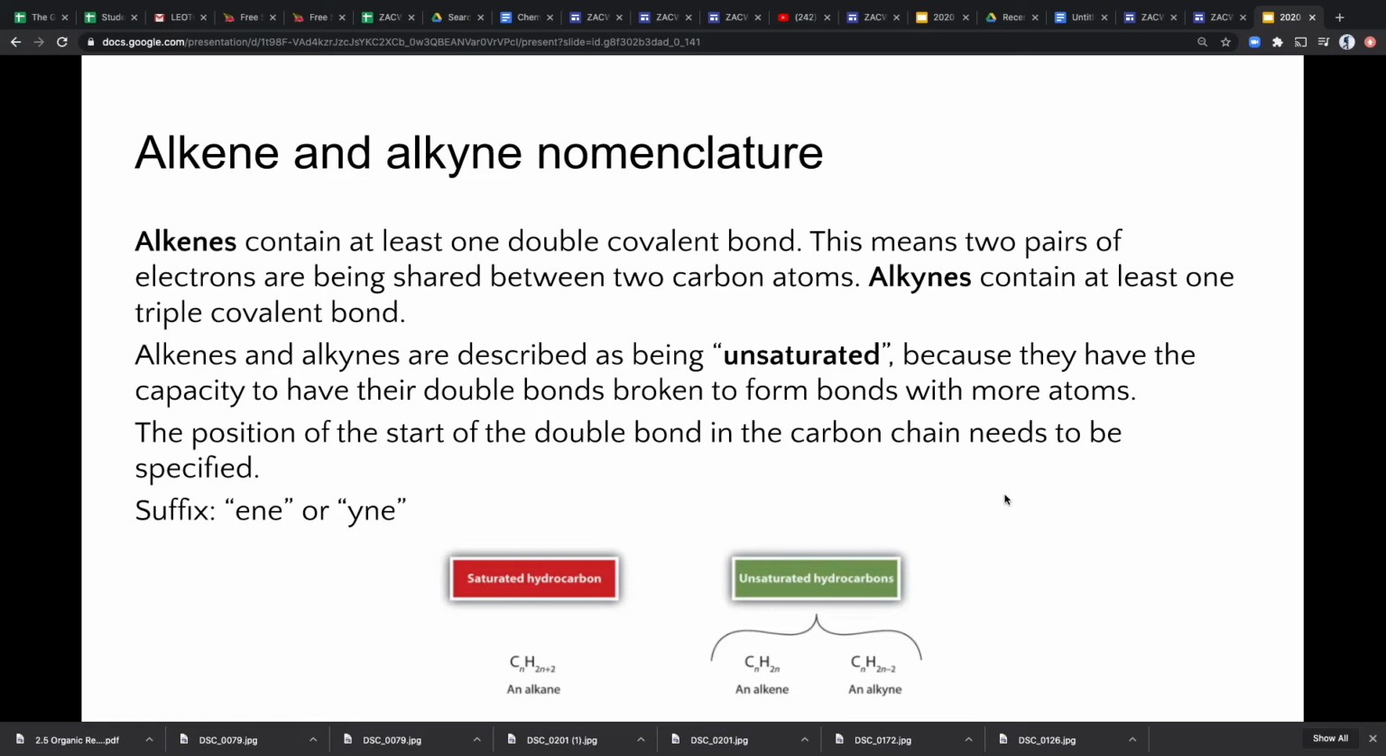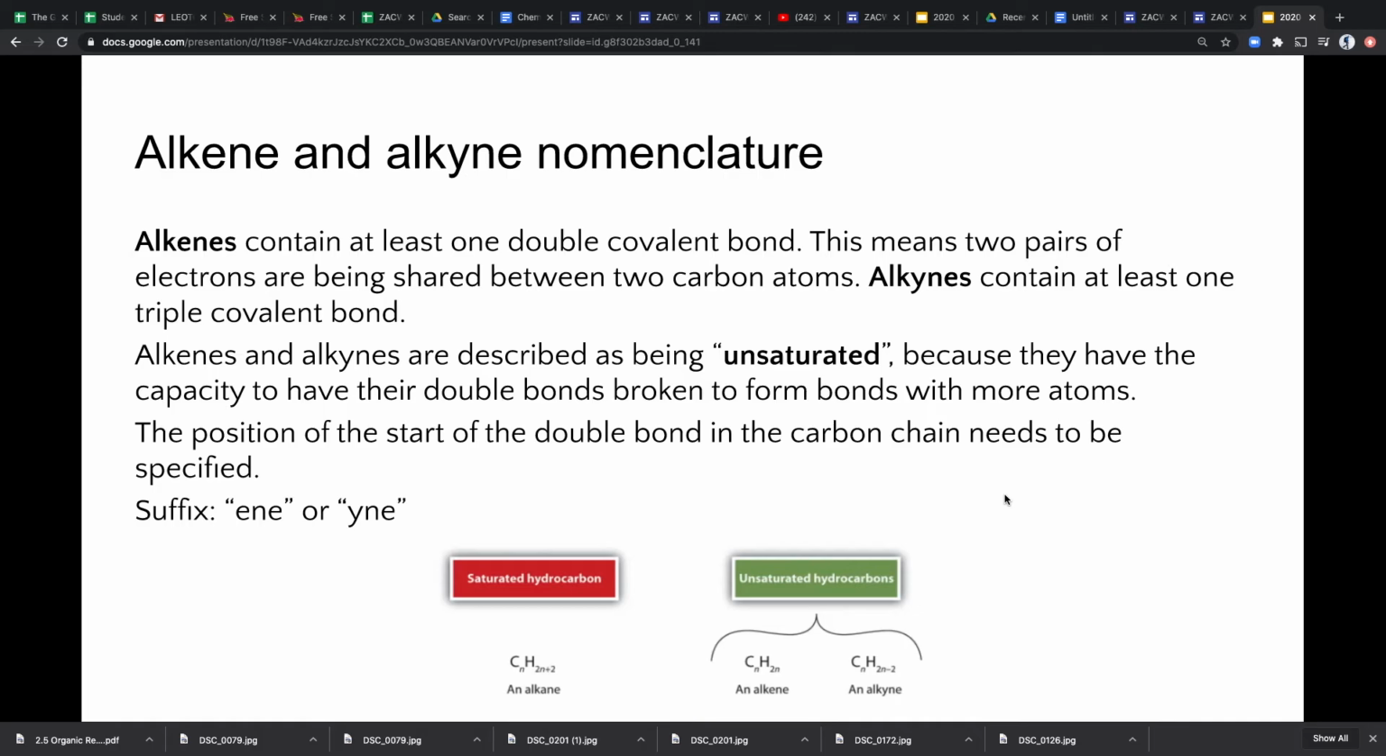Now, alkenes and alkynes are both described as unsaturated because they have the capacity to accept more atoms to bond with those carbons if the double bonds were to be broken. Because a carbon can support up to 4 bonds. But if you have a double or triple bond, you've limited the capacity of that carbon to accept as many bonds as possible because it's just sharing electrons within carbons. It's very introverted, if you want to think of it like that.